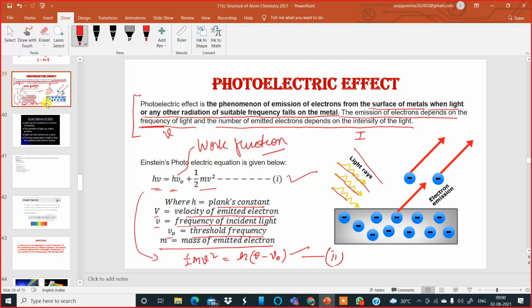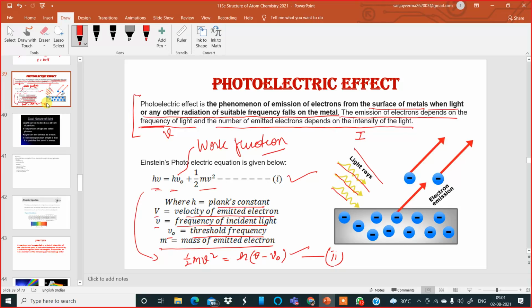Yes, what is the question? What is threshold frequency? Threshold frequency is the minimum frequency which is supposed to be carried by the light particle so that after hitting the metal surface, electrons start coming out. It is the minimum frequency required to emit electrons from the surface. Are you getting it? Did you understand?